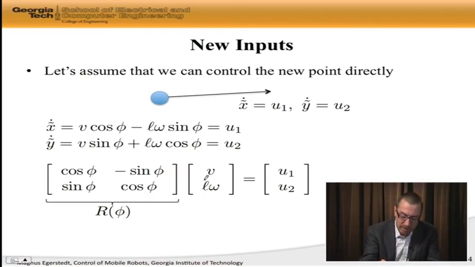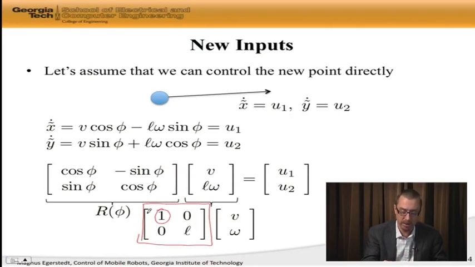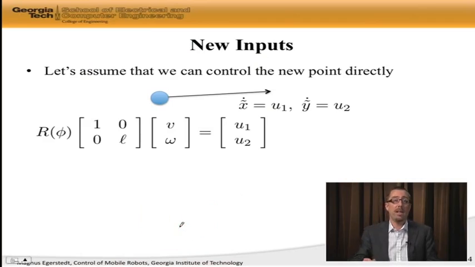Okay, I don't particularly like L there, because L is not part of what I would like. I would like V and omega and no L. So what I can do is rewrite this thing as a diagonal matrix, with 1 on the first diagonal and L on the second diagonal, simply times V and omega. And if I do that, I get the following expression: rotation matrix, phi, times this matrix, times V omega.